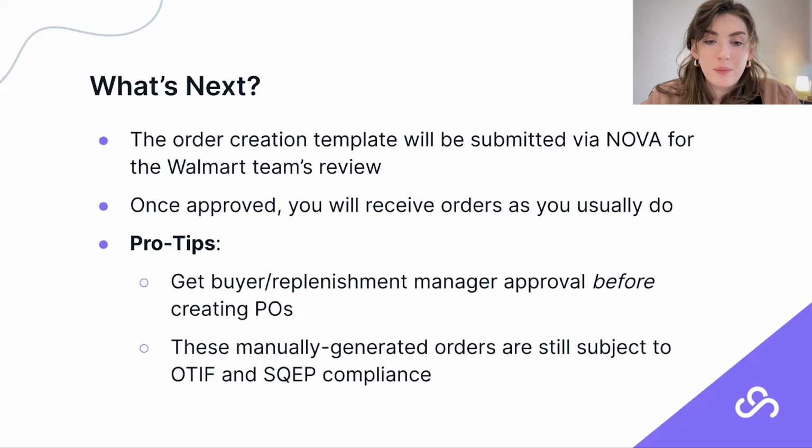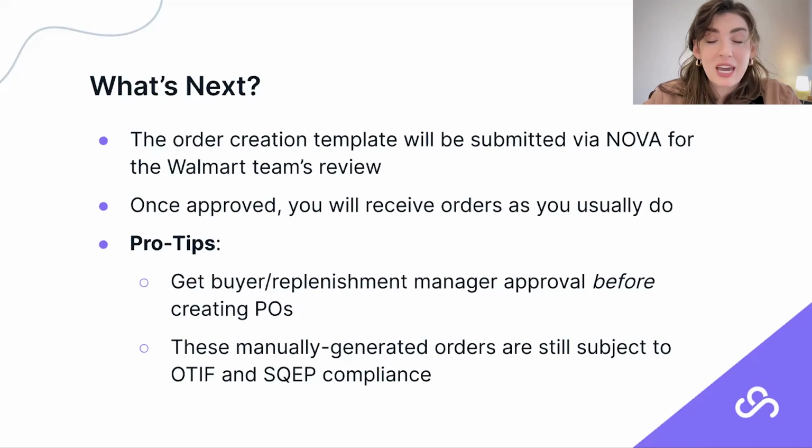And then we do get this question, especially on our side, since we deal with a lot of these compliance fines, about those manually generated orders. So even if you put an order into Nova, your buyer asked for it, it's out of your normal system generated ones, they are still subject to OTIF and SQEP compliance. So you have to be compliant on those orders, even if it's rushed, even if the name of the game is speed and getting it out.